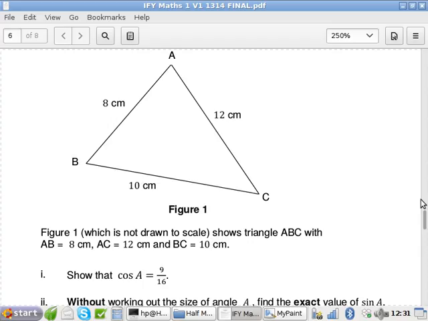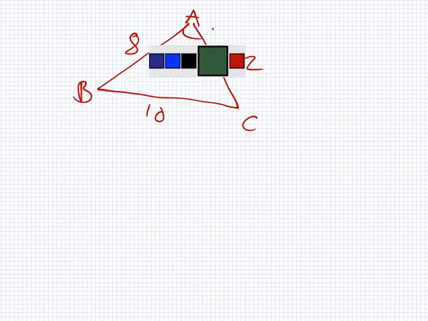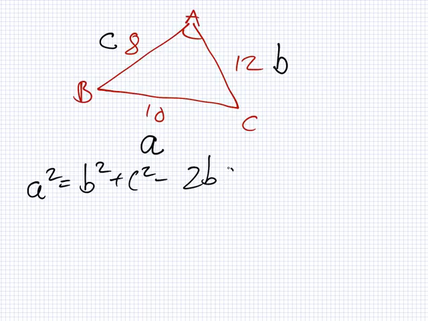Okay. Will we look at this one now? 8, 10 and 12, ABC. So our triangle is like this. 8, 10 and 12. A, B and C. And they want the cos of A. Right, so the cosine rule. I'll call this side A. This side I'll call B. And this side I'll call C. So the cosine rule is A squared equals B squared plus C squared minus 2BC cos A.